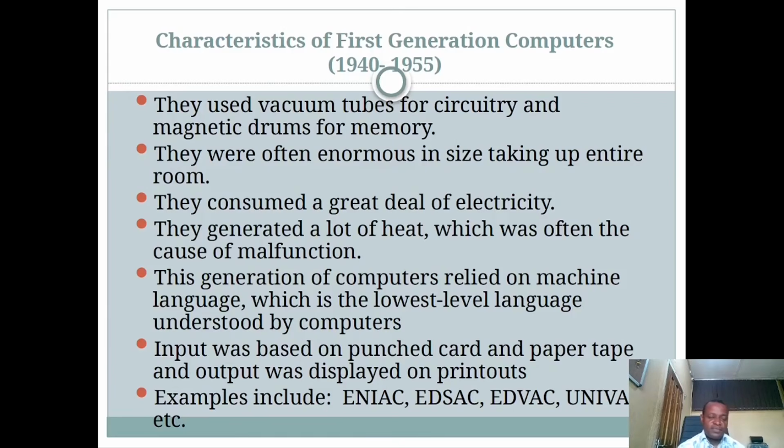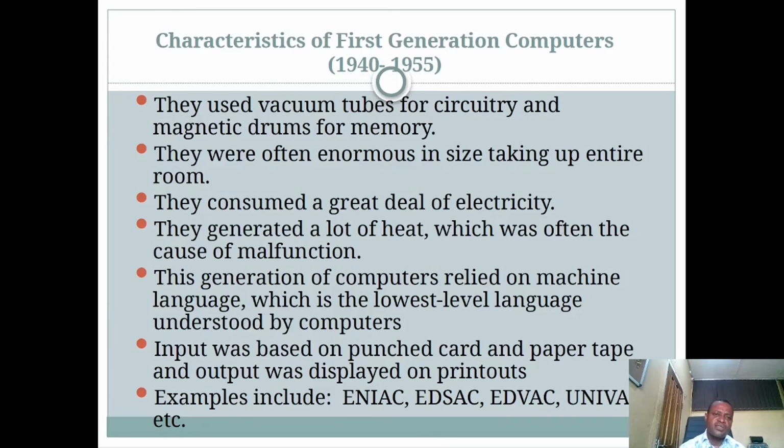Number one, they used vacuum tubes for circuitry and magnetic drums for memory. Vacuum tubes were a special kind of tube that we used in building the circuitry of the first generation computers. Vacuum tubes were very bulky, they were big in size, and that basically accounted for the large size of first generation computers. Magnetic drums were used for memory.